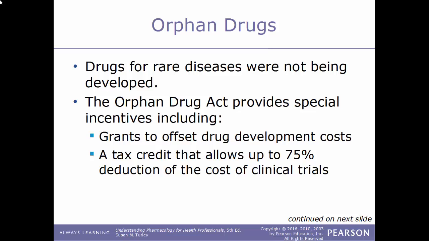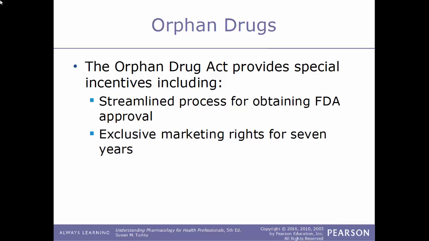So the Orphan Drug Act will provide special incentives for drug companies, including grants to offset any drug development cost, and also a tax credit that allows up to 75% of a deduction of the cost of the clinical trials. So in order to get a drug company to invest a lot of time, a lot of money into a drug that won't have that many customers, laws were passed to help encourage this type of research. The grants to offset the cost it would take, tax credits to help to offset the cost of the clinical trials. In addition to those, the Orphan Drug Act also provides special incentives, including a streamlined process for obtaining FDA approval, and also the exclusive marketing rights for 7 years.